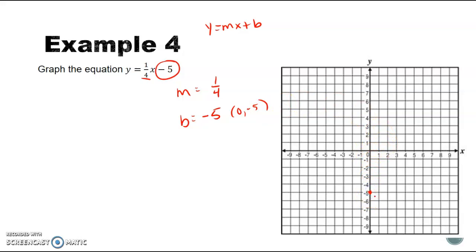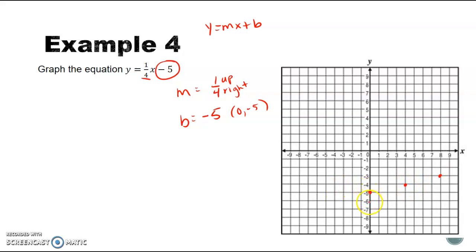So there's my y-intercept, and then from here I'm going to move m. My m is up 1 and right 4. So I'm going to go up 1 and right 1, 2, 3, 4. And up 1 and right 1, 2, 3, 4. Now I'm going to do the same thing on the other side.